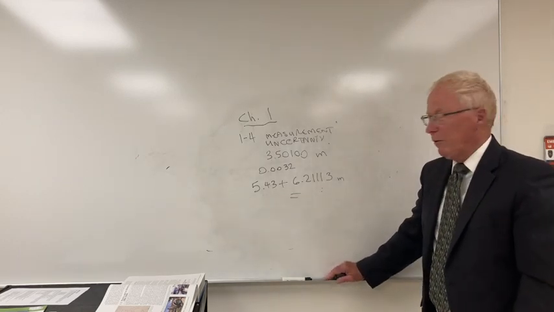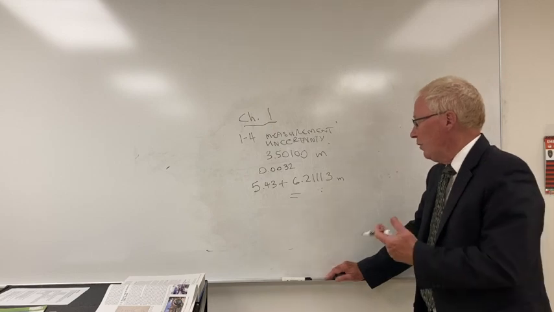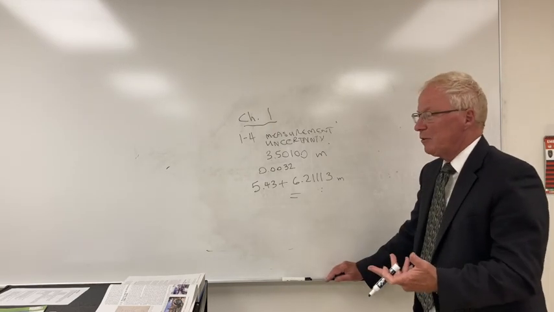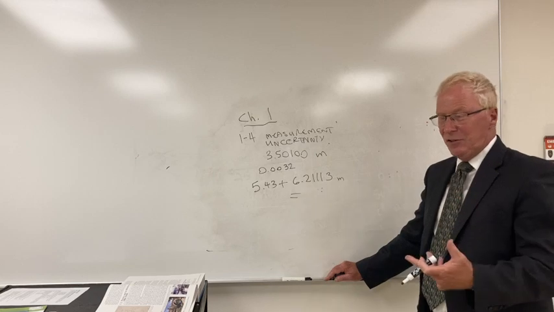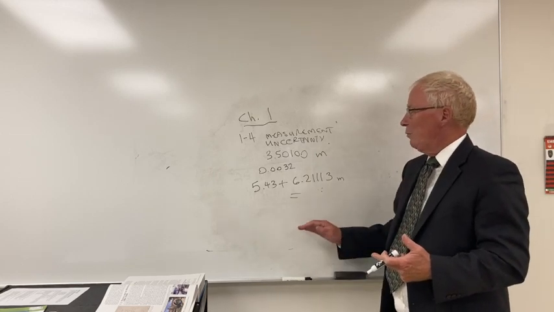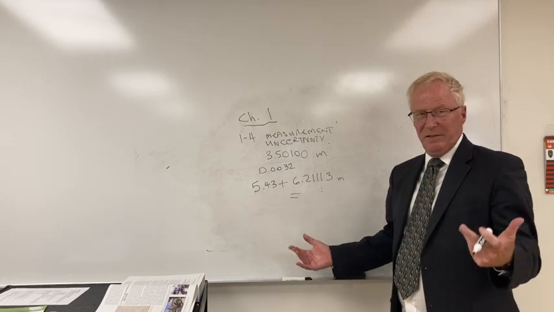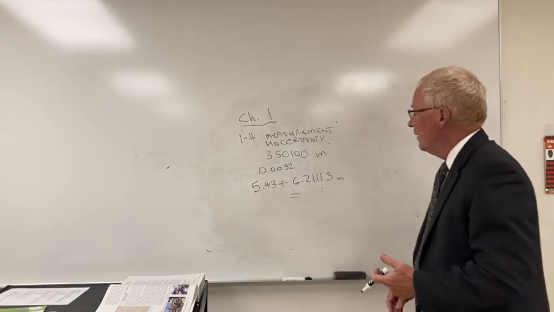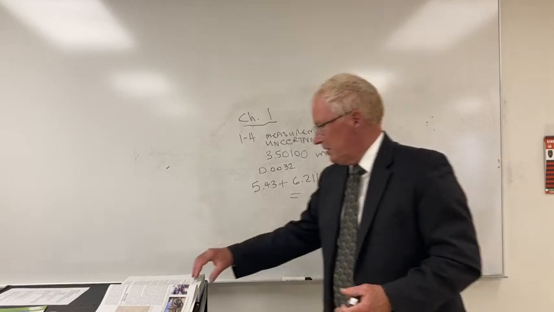I've gone through this already, talking about significant figures, realizing anytime you combine measurements, the number of significant digits in the answer is going to be that of the one with the least number of significant figures. So that's it there as far as that's concerned.